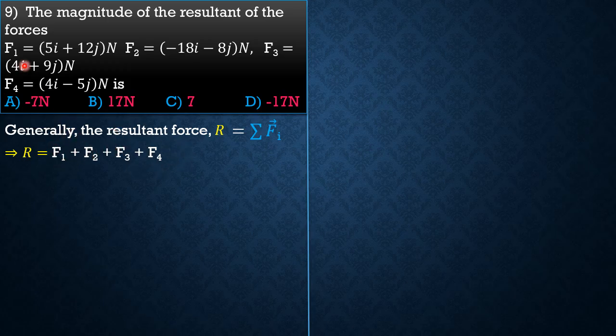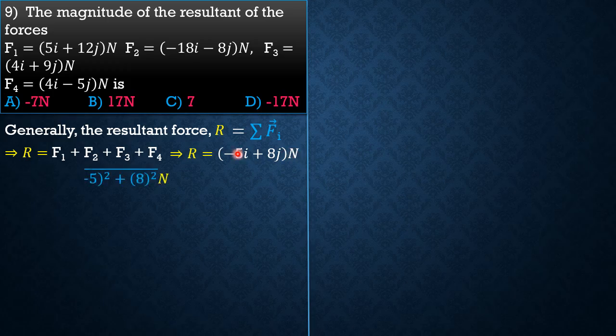Our F1 is 5i plus 12j and so on. F2 to F4 follow in that same light. So if we add up everything, that is, adding the i components to i components and j components to j components, we are going to have R equal to negative 5i plus 8j, in newtons.